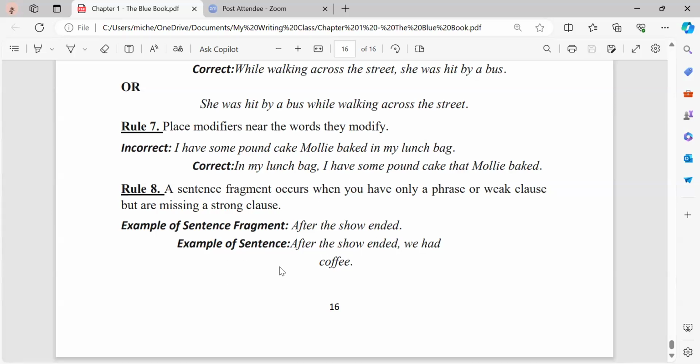So for examples like this right here, we have a comma because the first part of the sentence is the "we" clause. But if I switch it around to "we had coffee after the show ended," then a comma should not be needed. So that's what I meant. That's a basic comma rule right there.